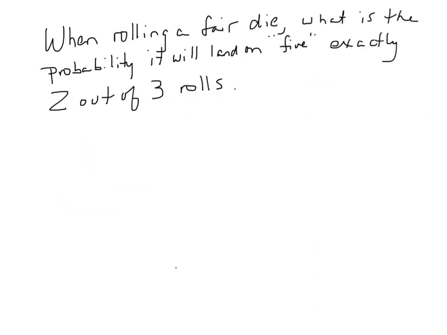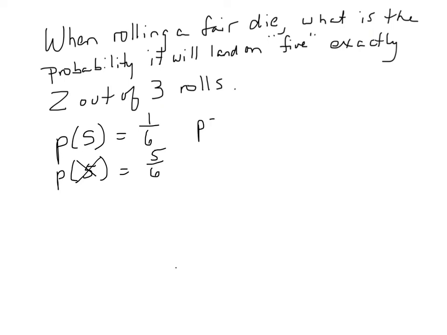Okay, one last example. When rolling a fair die, what's the probability it will land on a 5 exactly 2 out of 3 rolls? So again, what we want to do here is we want to look at the probability, and this time I have to figure out the probability. So the probability of rolling a 5 on a fair die is 1 out of 6, which means that the probability of not rolling a 5 is going to be 5 out of 6. Okay, what that will equate to then is that the value of P is 1 out of 6 and the value of Q is 5 out of 6.